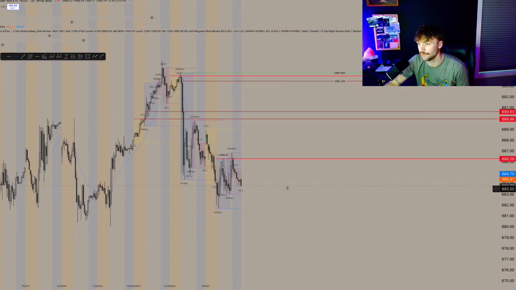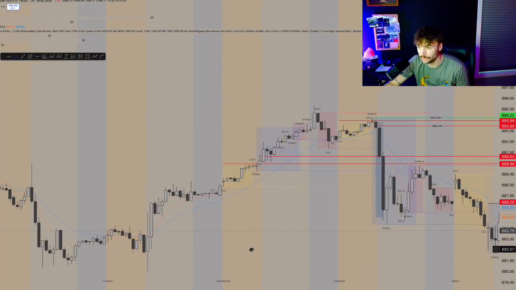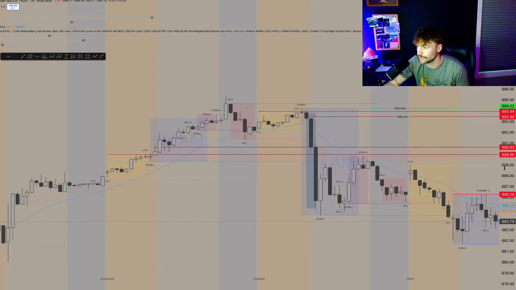So let's go ahead, and I don't know why my chart's all messed up here. We can't go back too far here, but let's see if we can find anything else here.